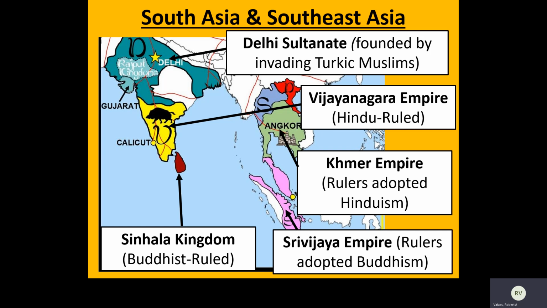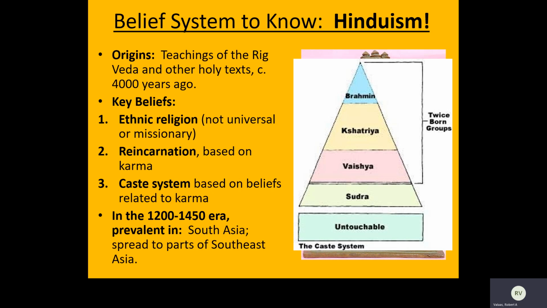And this is probably a good place here in South and Southeast Asia, where they're dominant after all, to stop and remind ourselves a bit about the Vedic religions, or Hinduism, as they're often called. There's Brahma, the creator god, one of the Trimurti of Hinduism. Hinduism, like Judaism, is one of the world's oldest religions. The teachings of Hinduism go back to the Rig Veda and other holy texts 4,000 years ago.